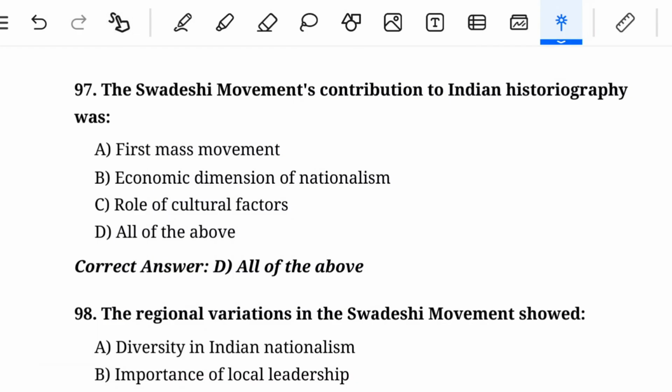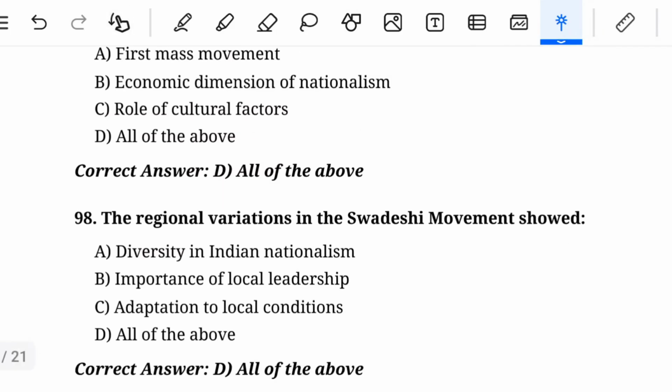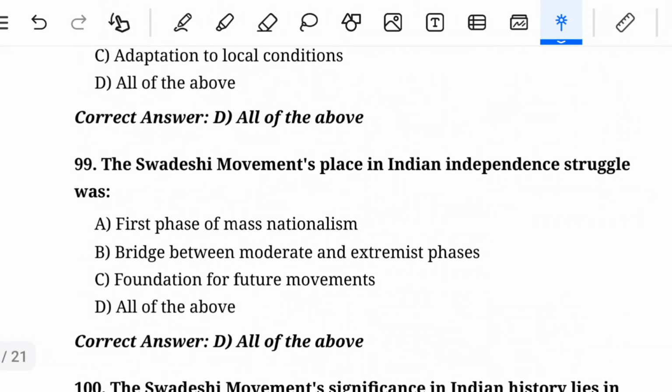97. The Swadeshi movement's contribution to Indian historiography was: A. First mass movement. B. Economic dimension of nationalism. C. Role of cultural factors. D. All of the above. Correct answer: D. All of the above.